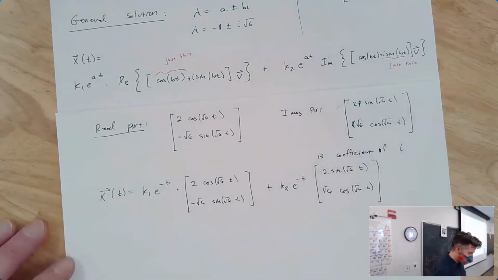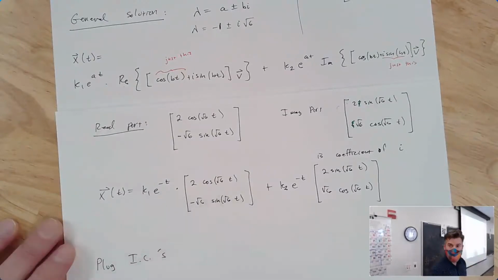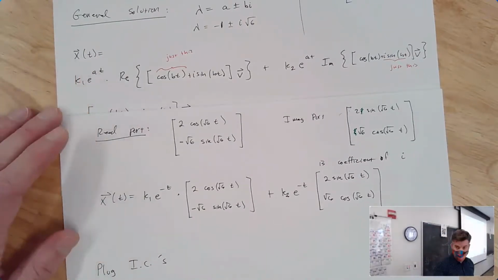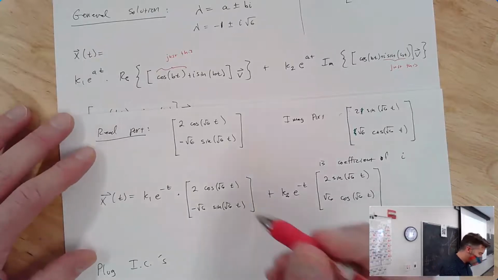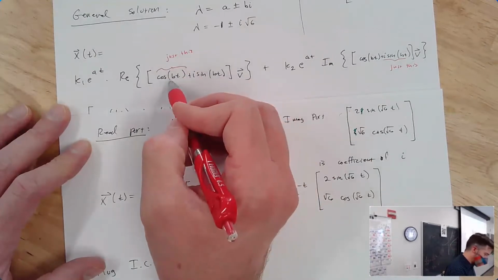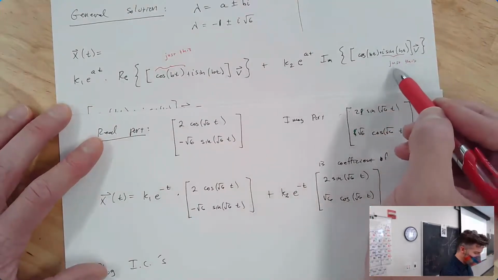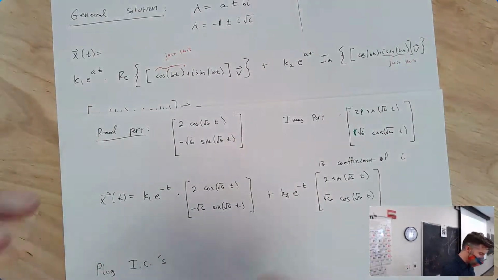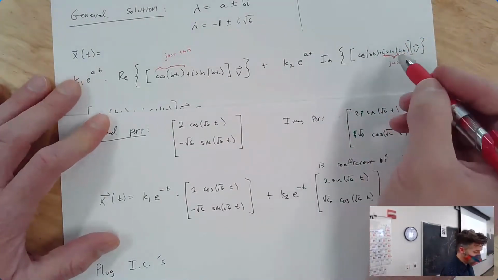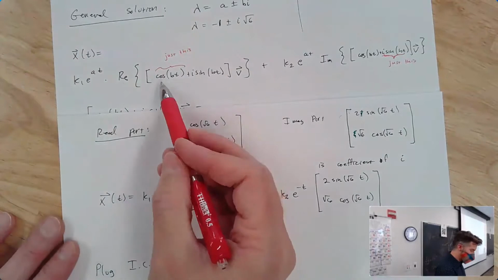And then finally, we're going to plug in the initial conditions. Why did I write just this? Good question. Someone asked why I wrote just this. The real part of all of this is just the cosine of bt times the vector v. And the imaginary part is just the sine of bt times the vector v, without the I. So that's why I wrote just this. Just those parts are the real and the imaginary parts there.